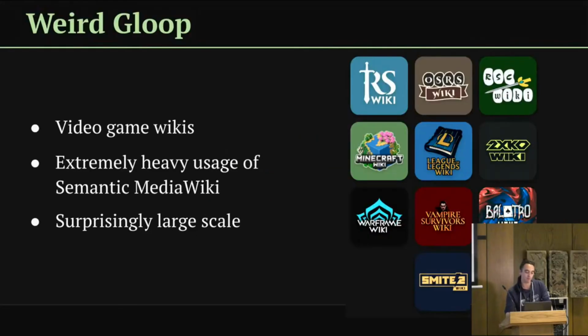And the main thing I do is I run this organization called Weird Gloop, and we mostly do video game wikis. And the things that are relevant here are that we, well, until recently, spoiler alert, have extremely heavy usage of Semantic MediaWiki, and video game wikis operate on a shockingly large scale. Like, I don't think we're actually doing things that are more important than any of you guys, but the amount of readers and pages and traffic is just kind of absurd.